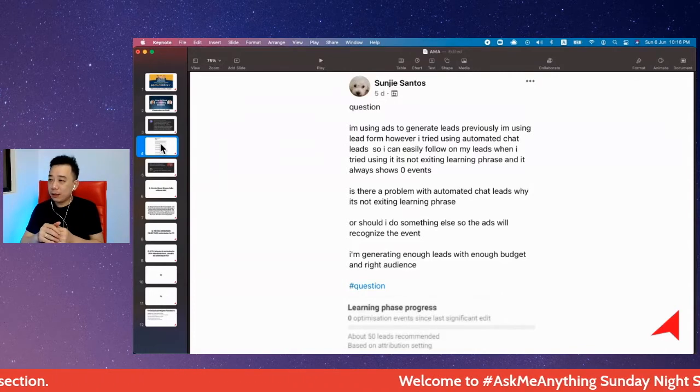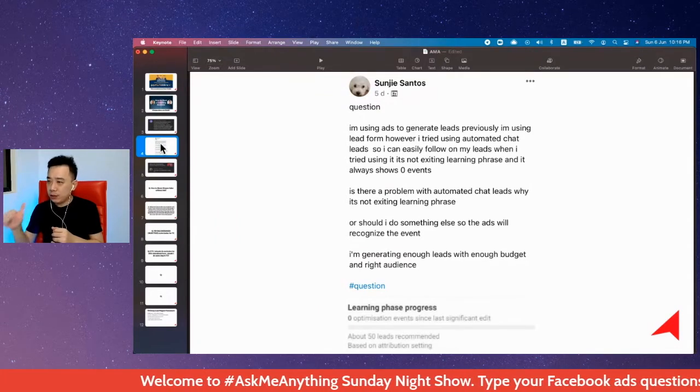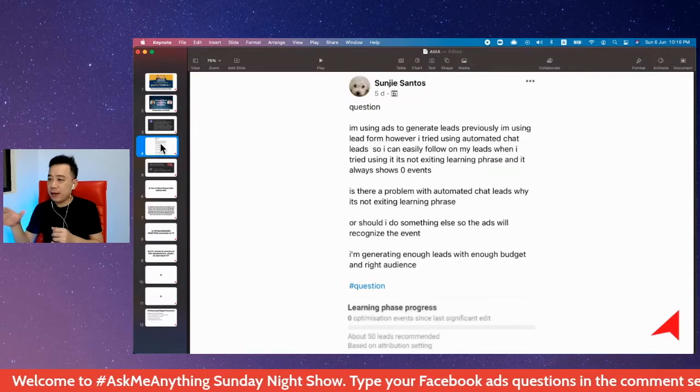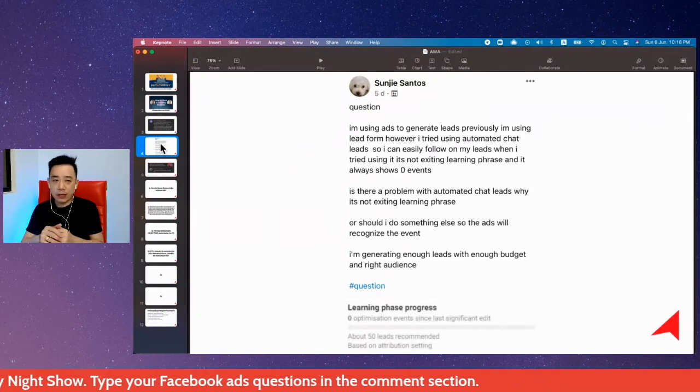Why is it not exiting? Meaning, as I can see, I think you're actually using automated chat. Should I do something else in the ad so it will recognize the event? I'm generating enough leads, with enough budget, at the right audience.